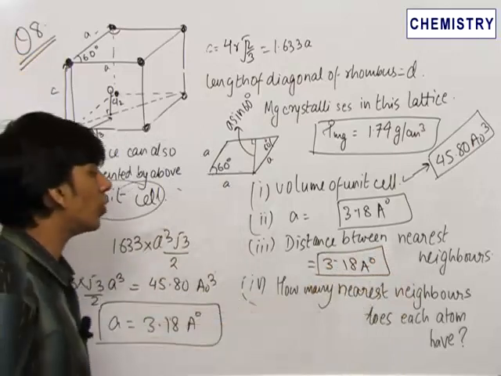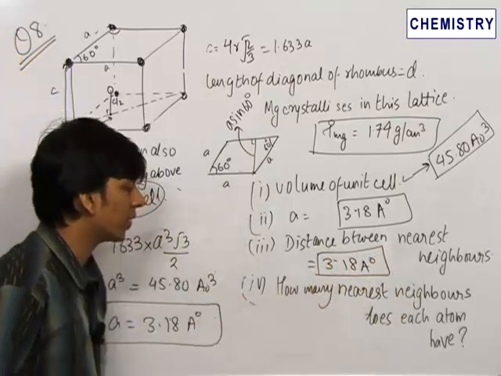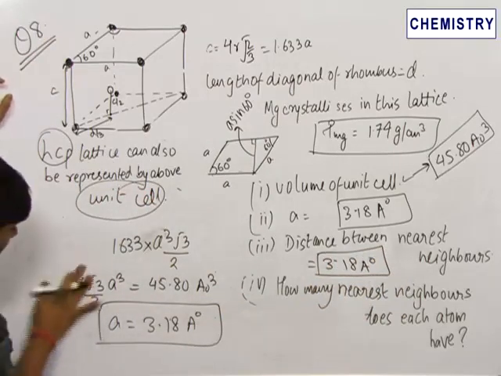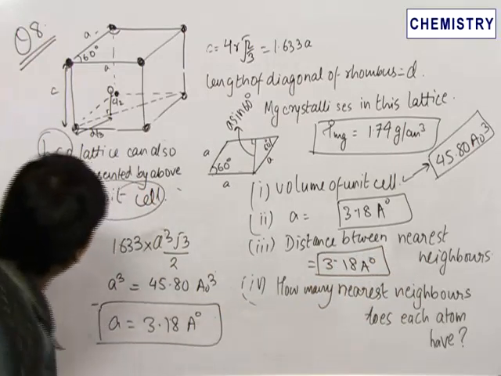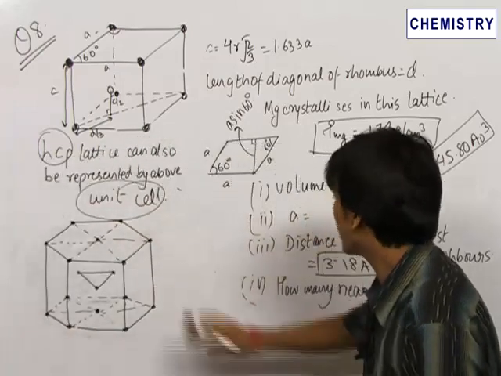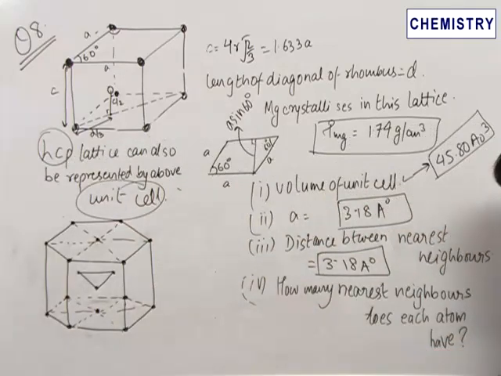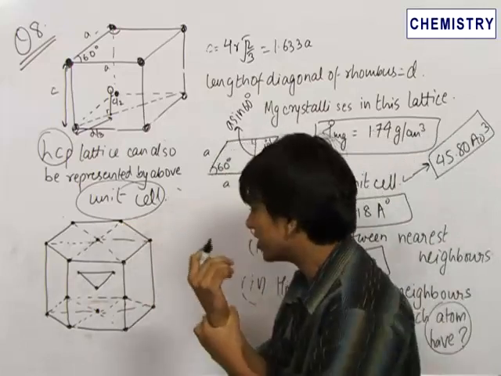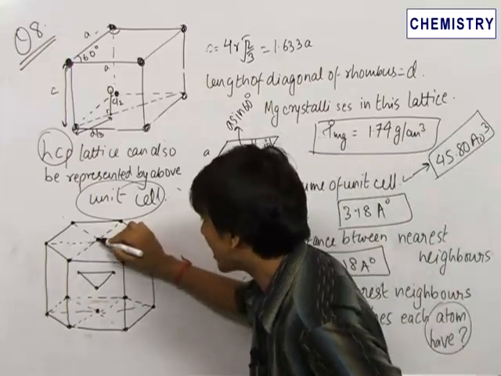Now we need to find out how many nearest neighbors each atom has. In a hexagonally close packed structure, the structure can also be represented like this. We need to find out how many nearest neighbors each atom has, that is the coordination number. Now we can find out the coordination number by any atom, because it is the same for all atoms. Let us see this atom.